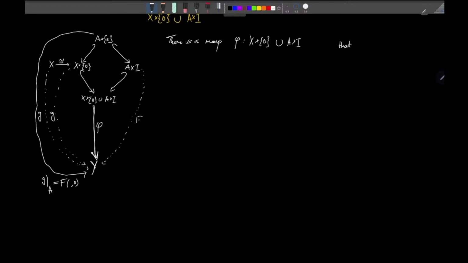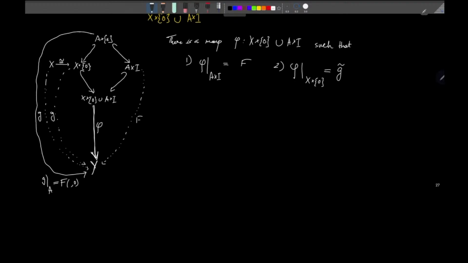That is to say, first of all, what does it mean to say that this diagram commutes? It means that through the right branch, if you restrict this map phi to A cross I, that would be equal to that homotopy F. I guess I don't really need to name the inclusions right here. They're canonical inclusions. You don't need names for them. And also, phi restricted to this copy of X right here would be equal to this copy of G.